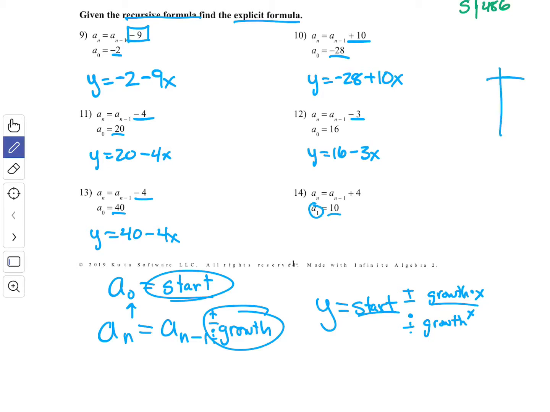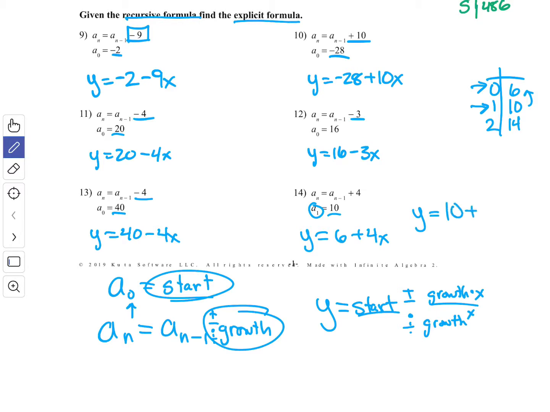Now 14, you say, oh, I start at 10, but do I? That's a sub 1. And if we think about the table, a sub 1 is right here, not a sub 0. Okay? So for it to be a sub 1 being 10, we need to drop back to 6, don't we? Because we're adding 4 each time. So I'd actually go y equals 6 plus 4 times x.